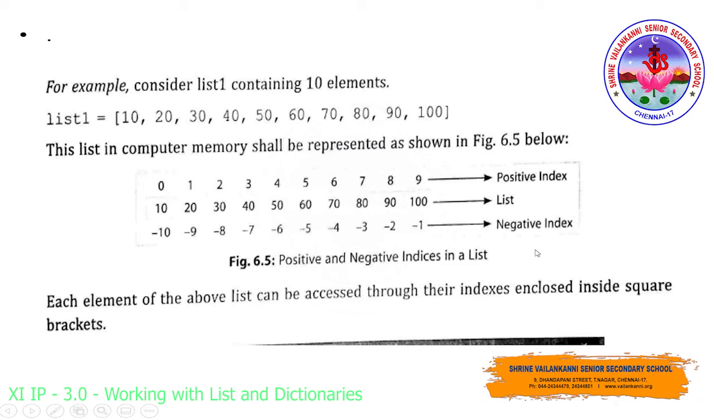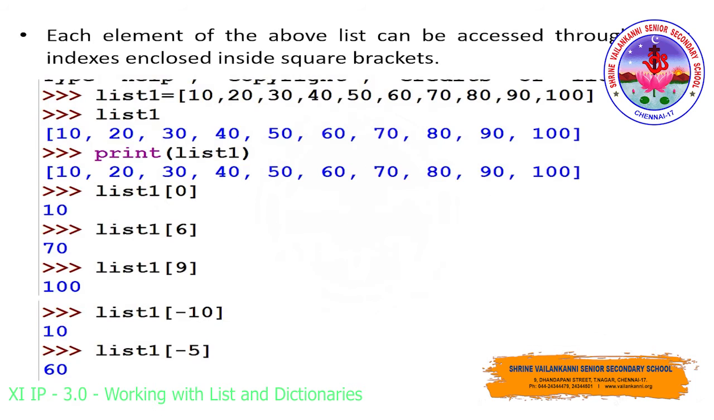In case you are using the negative index and accessing the value, you have to give the negative index position. So if I give -2 as the index position, then 90 will be accessed. If I give -8, then 30 will be accessed. So based on this, let us see an example so that you will understand even more clearly. So if you see here, each element in the list can be accessed using the indexes enclosed inside the square brackets, I have told you.